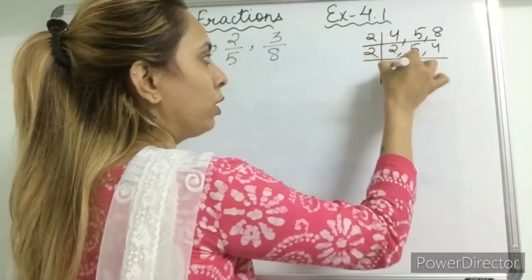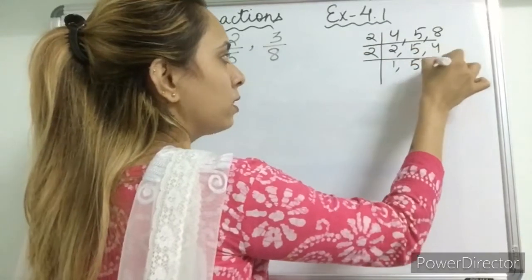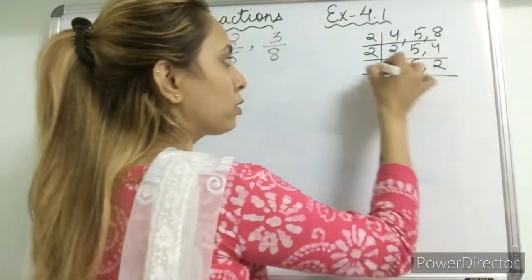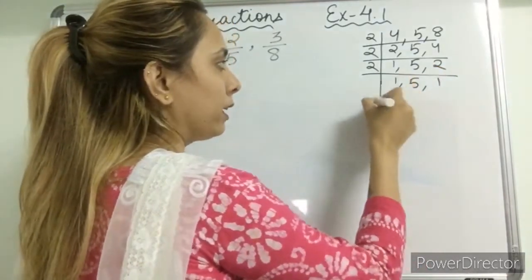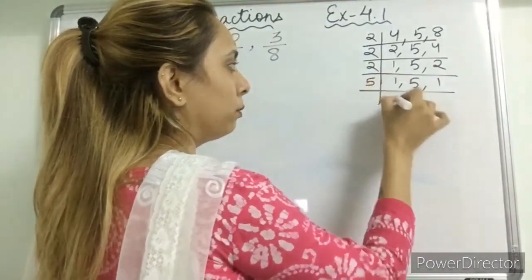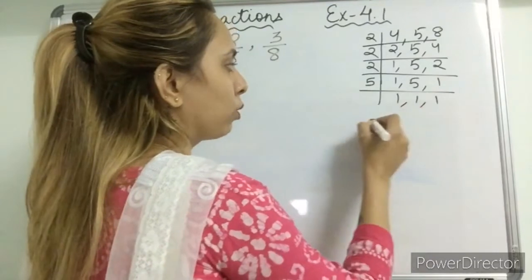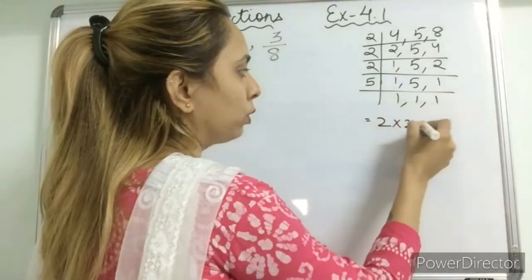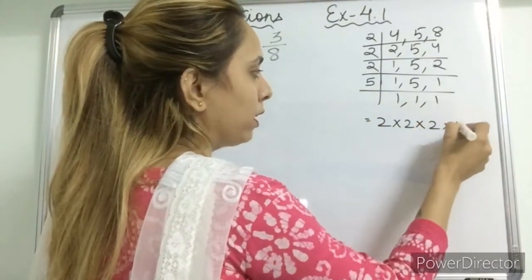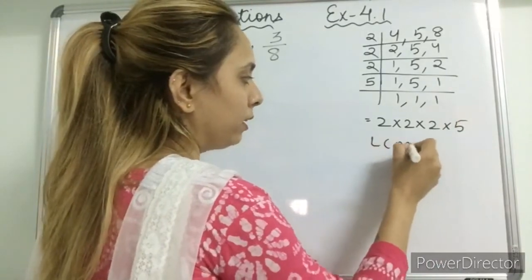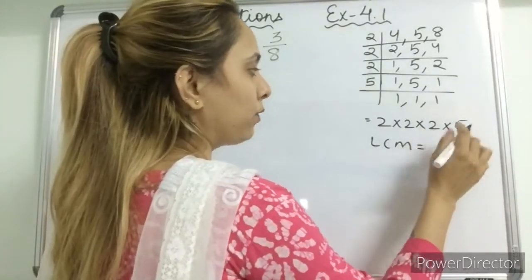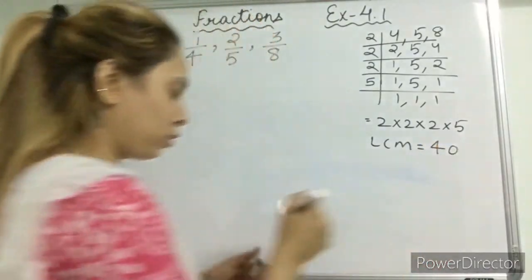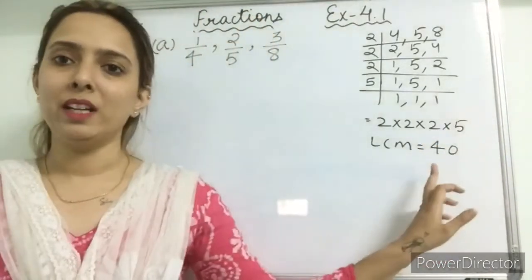Again with 2, 2 1s are 2, 5 as it is, 2 2s are 4. Again with 2, 2 1s are 2, 5 as it is, and 1. And the last, now we will use 5. So 2 into 2 into 2 into 5. So what LCM we will get here? 2 2s are 4, 4 2s are 8, 8 5s are 40. So now we have got the LCM as 40.